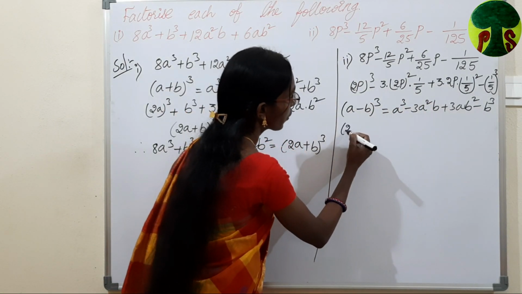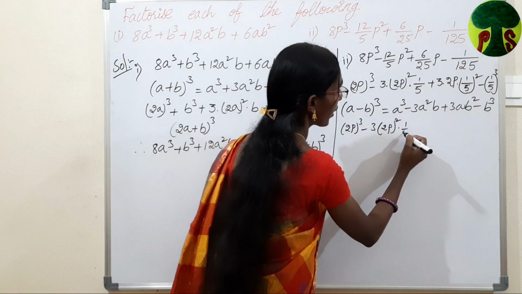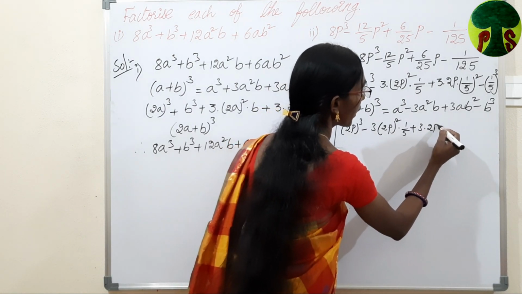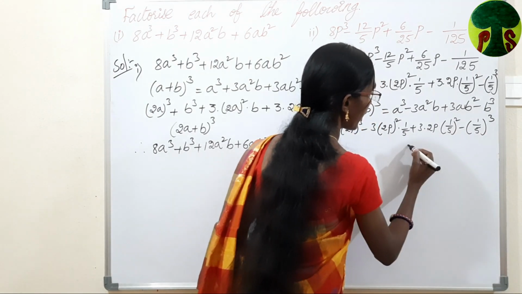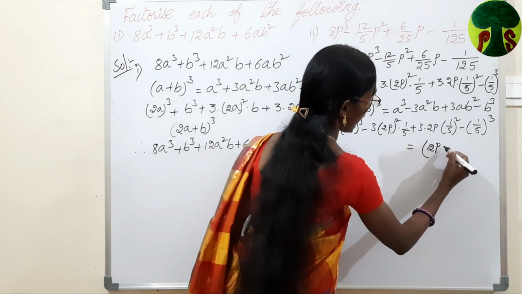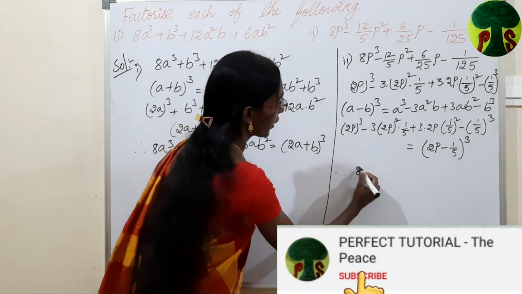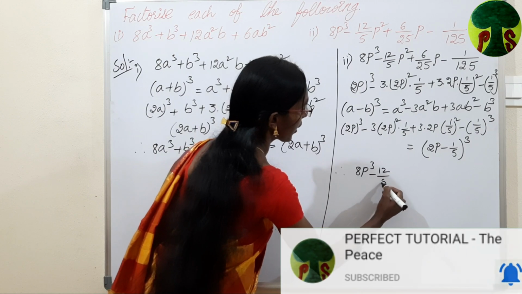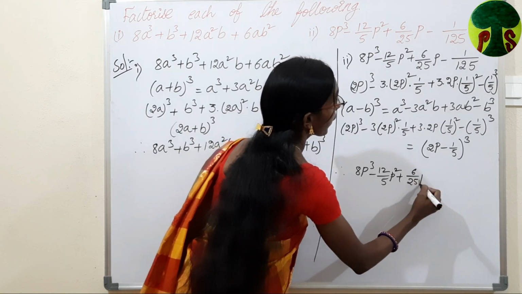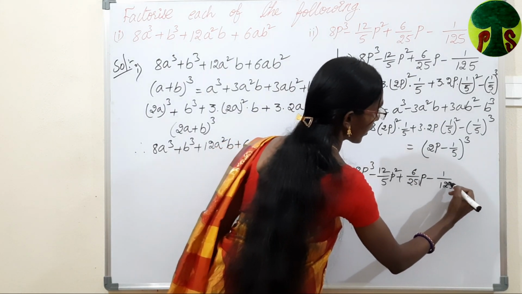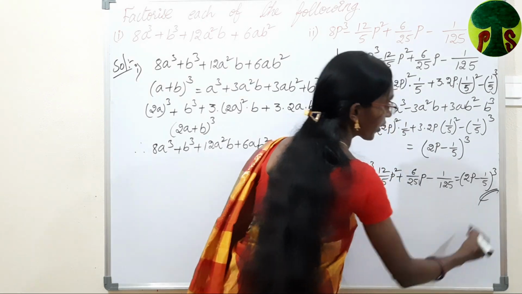So we can express (2p) whole cube minus 3 into (2p) whole square into 1 by 5 plus 3 into 2p into (1 by 5) whole square minus (1 by 5) whole cube as (2p minus 1 by 5) whole cube. Therefore, 8p cube minus 12 by 5 p square plus 6 by 25 p minus 1 by 125 is equal to (2p minus 1 by 5) whole cube. This is the required answer.